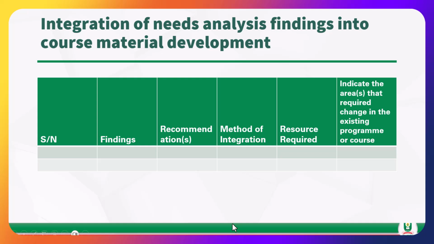If you look through here, you have the serial number, you have findings, recommendations, method of integration, required resource. So what do you do? Finding. What did you find as the need analysis? Now, what are the recommendations you are making based on what you found? Then what method of integration? Remember, we have looked at the methods.